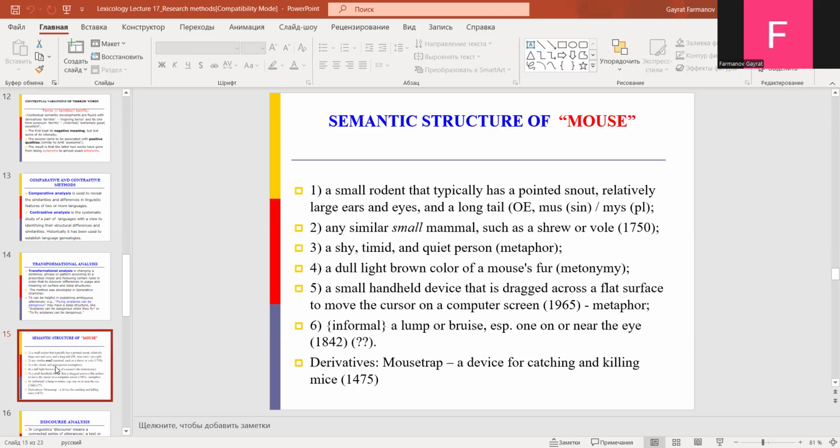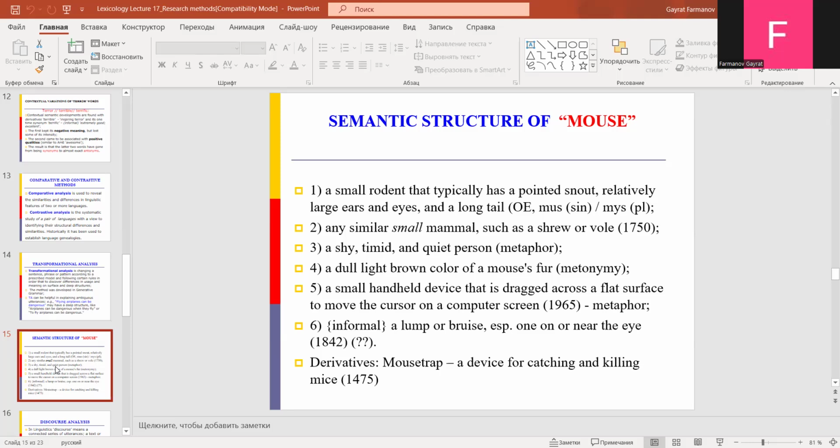Semantic structure of mouse. First, a small rodent that typically has a pointed snout, relatively large ears and eyes, and a long tail. Second, any similar small mammal, such as a shrew or vole. Third, a shy, timid, and quiet person, metaphor. Fourth, a dull brownish color of a mouse, metonymy.